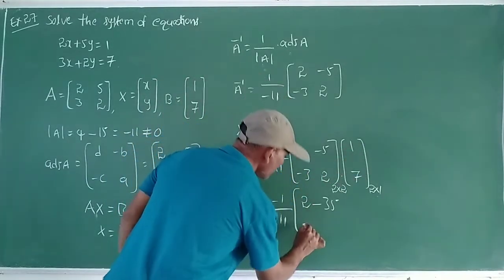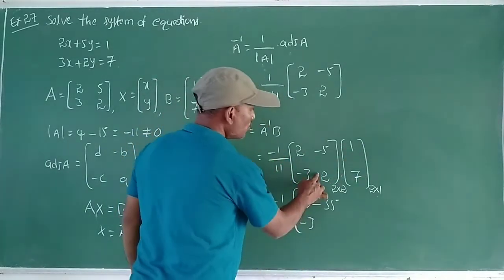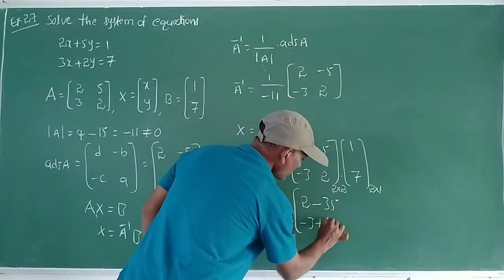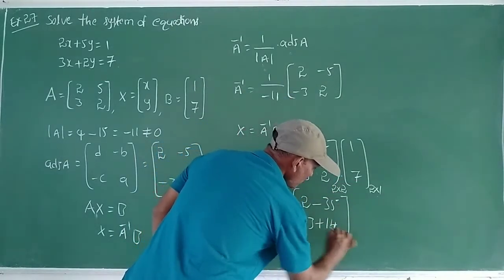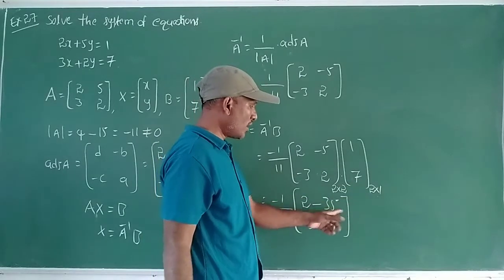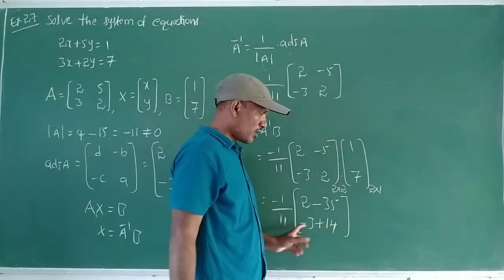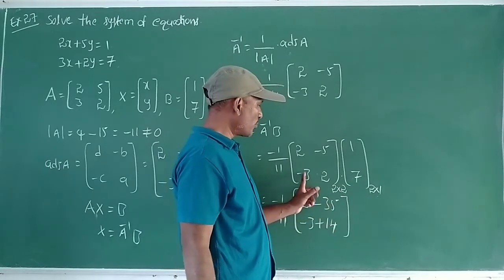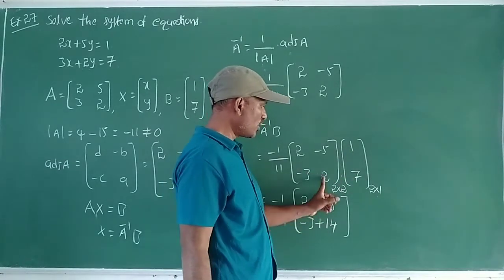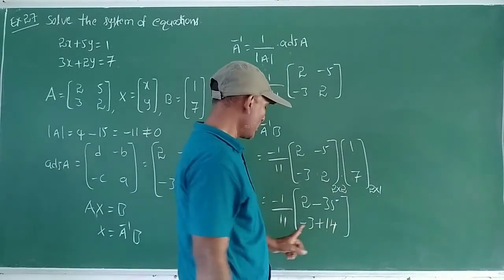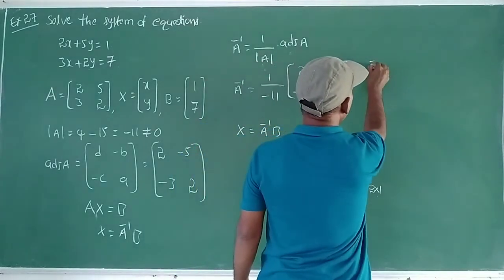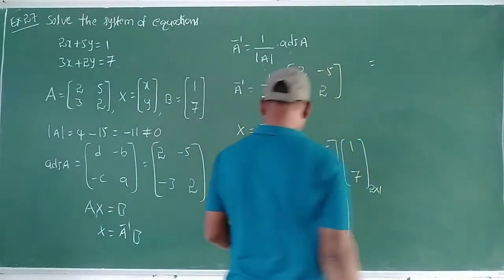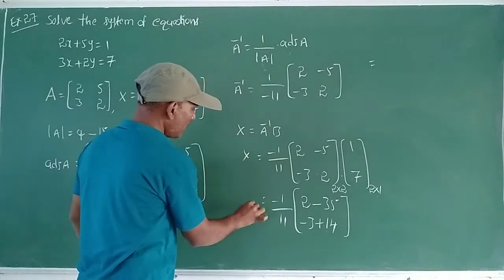Minus 3 into 1, minus 3, 2 into 7, plus 14. First row, first column: 2, minus 35. Second row, first column: minus 3 into 1, minus 3, 2 into 7, 14. Okay, that is equal to capital X, continue.